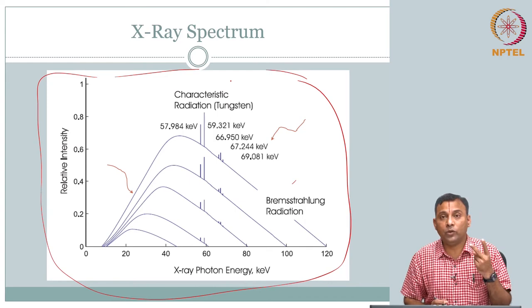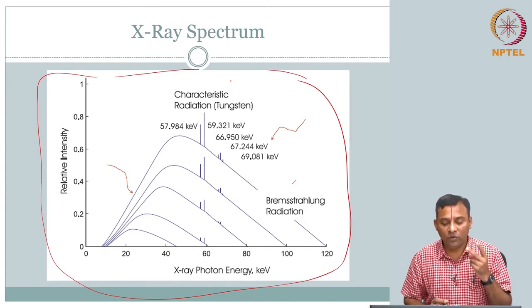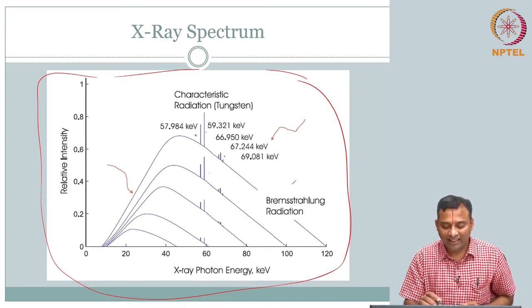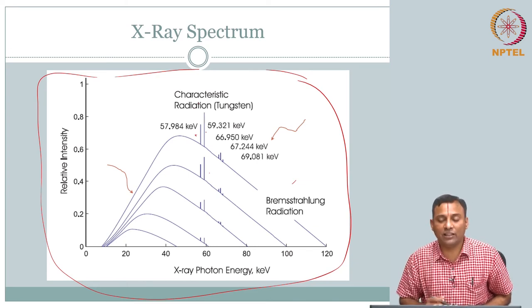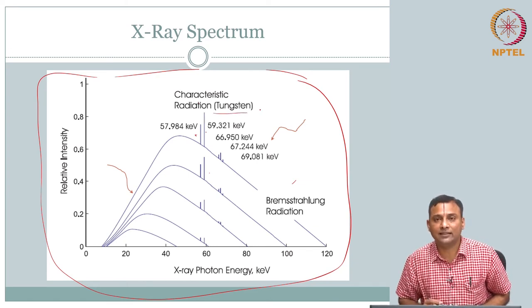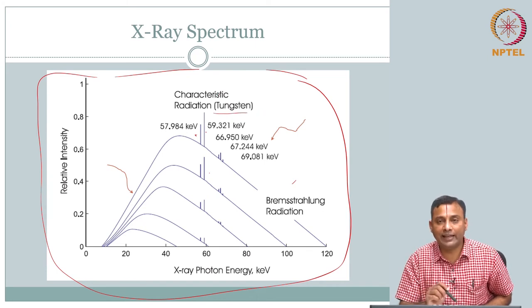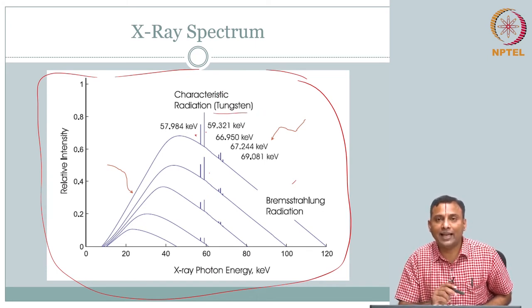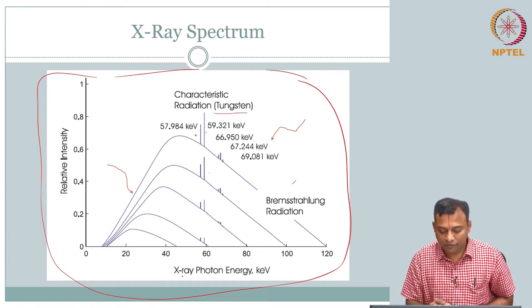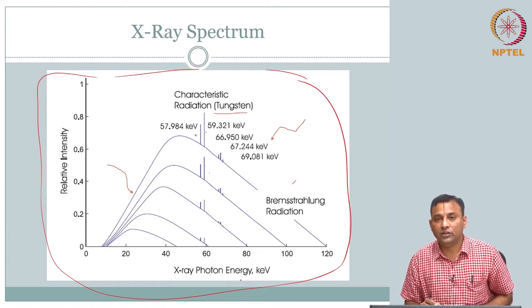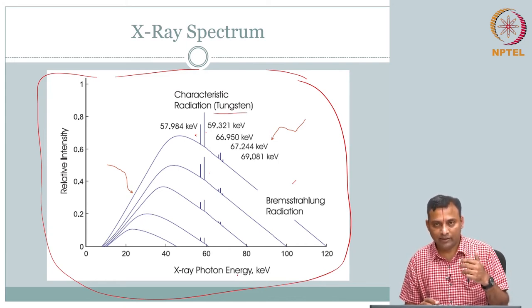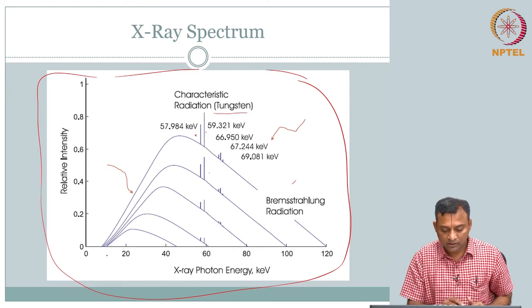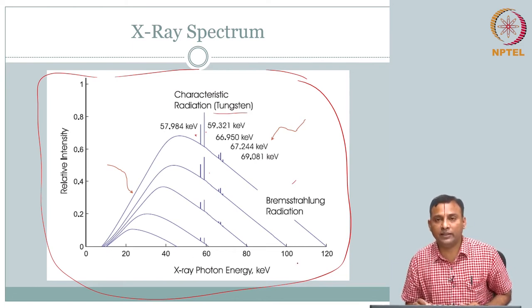Two things stand out. I mean, literally one is standing out, right? The lines that you see. What are these lines? These are the characteristic radiation. Of course, the example here is tungsten. So these are the characteristic radiation. What is characteristic radiation? We just saw. This is your X-ray photon energy. So this is the photon energy that comes out in the X-ray range. What is the range? There is a huge range that is plotted here.